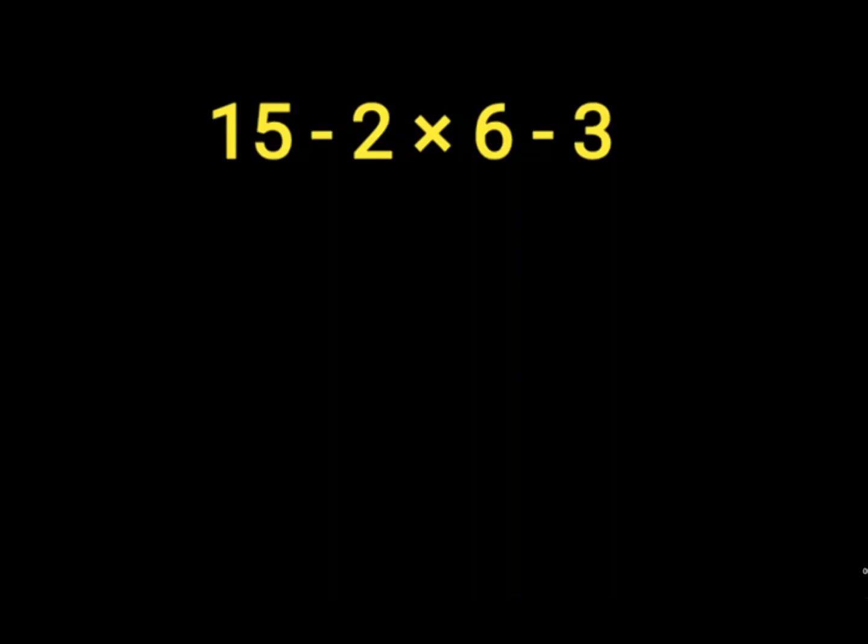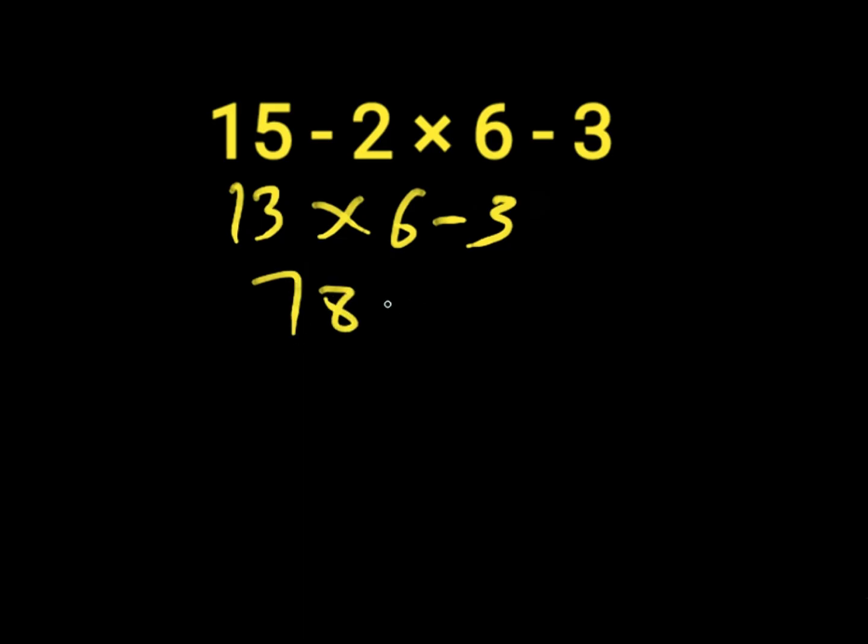15 minus 2 times 6 minus 3. 15 minus 2 will give us 13. Then we have 13 times 6 minus 3. 13 times 6 will give us 78. Then 78 minus 3 will give us 75.